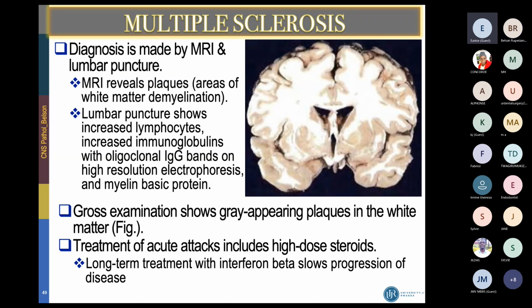Zigabanya, zigatuma za autoreactive antibodies or T cells zihagarara ntizongere gukora damage. So long-term treatment with interferon beta slows progression of the disease.